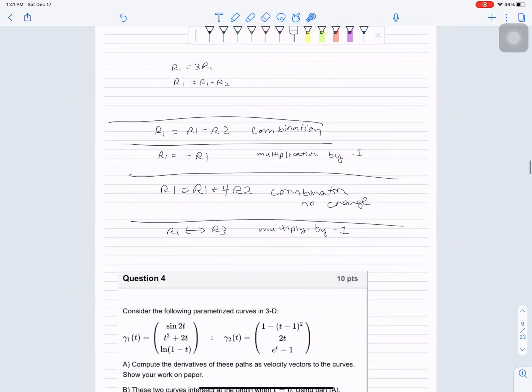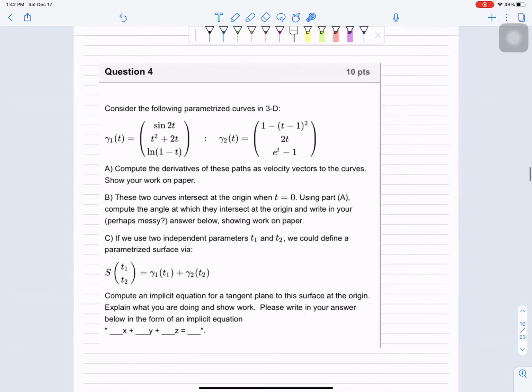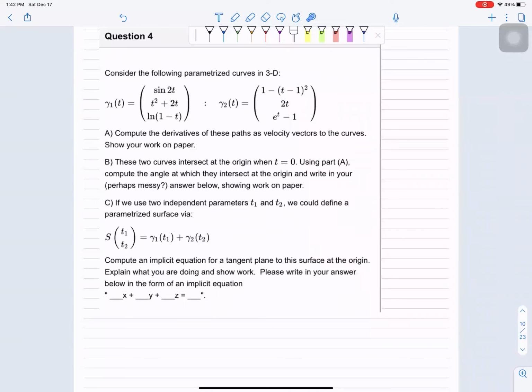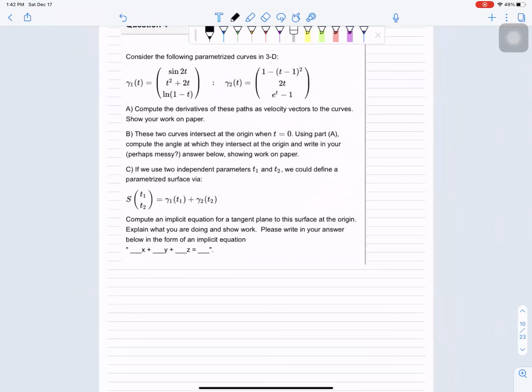Question 4. I have all these rules written out in the review session notes as well, and those are posted. Okay, number 4. Consider the following parameterized curves in 3D. Part A: compute the derivatives of the paths as velocity vectors to the curve. So when I take the derivative, that's taking the derivative component-wise.